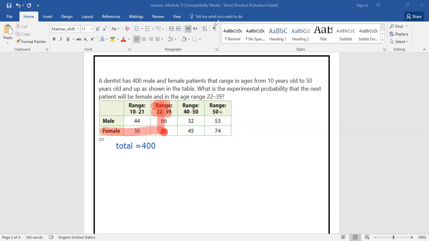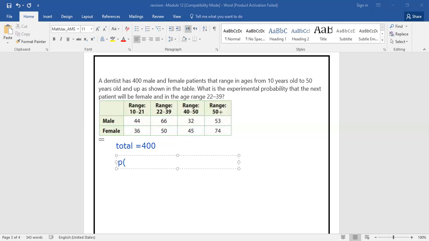Okay, then where is the intersection cell or category in this question? We said range 22 to 39 and female. One should be vertical and this one horizontal. So both of them intersect where? Which category? It will be 50 over 400. We want to calculate the probability now. In simplest form, it will be 1 over 8.